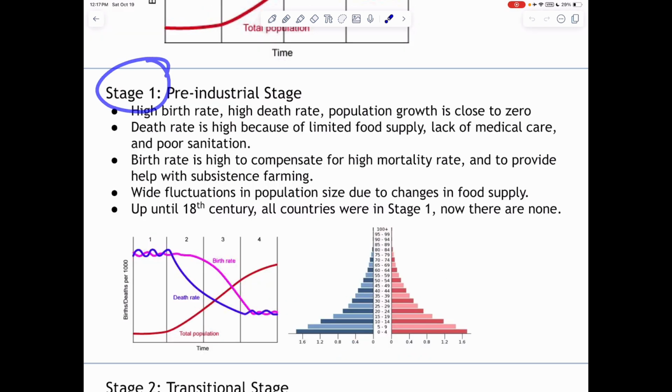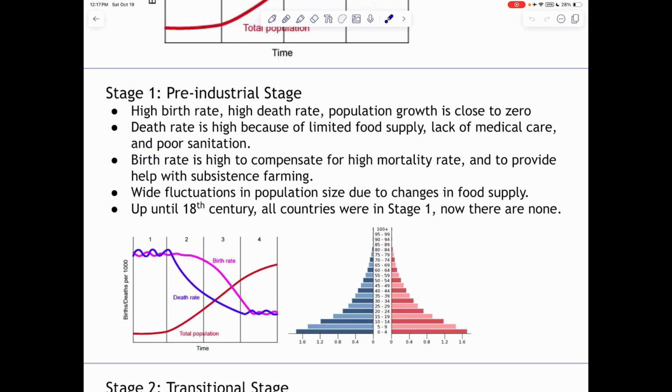Stage 1. This is our pre-industrial state. So we're looking at this one right here. You can see that we have a very high death rate, and we also have a very high birth rate, and that our population growth is very close to 0. So our growth that we see here is not increasing. It's staying the same.